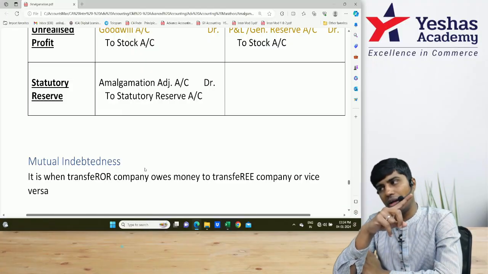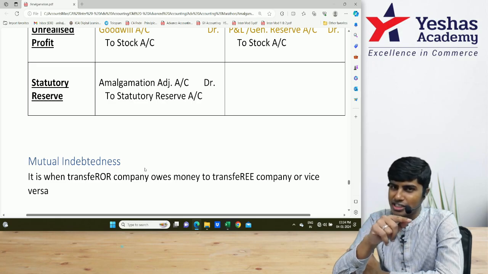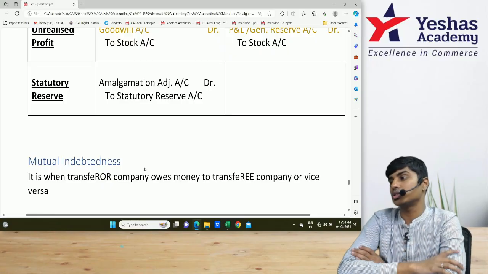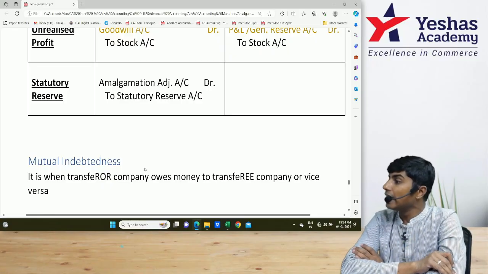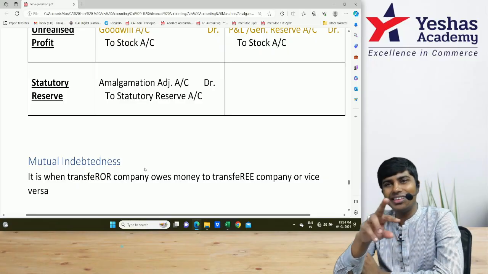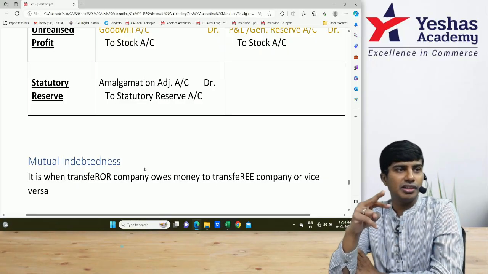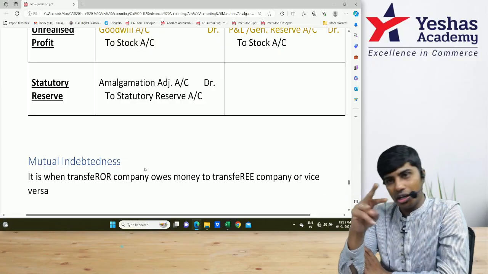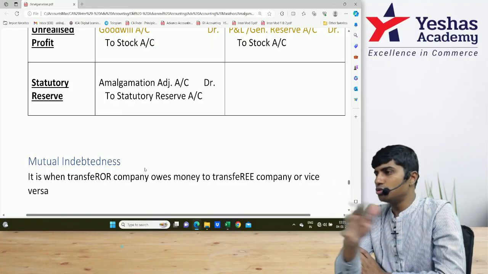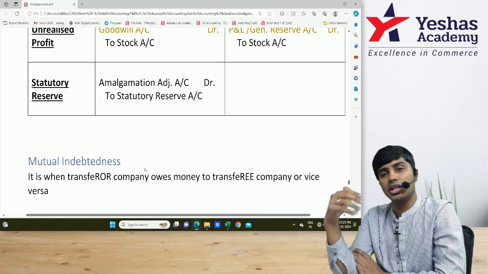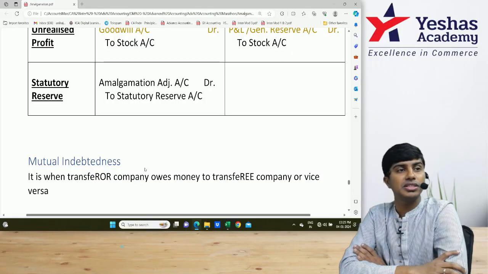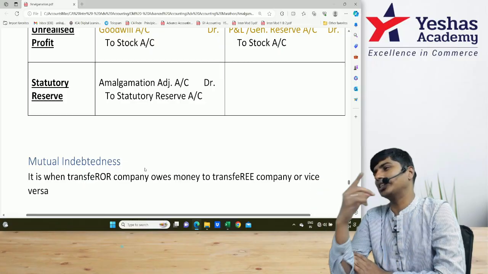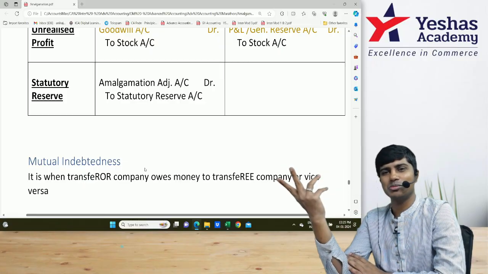Statutory reserve we know will appear in reserves and surplus. Amalgamation adjustment will also appear as a negative item in reserves and surplus. At the end of the term, we will reverse the entry. We will write amalgamation adjustment will be credit, statutory reserve will be debit, and this will be reversed. So this would have to be continued for the period for which the transferor company was supposed to maintain such statutory reserve, 2 years, 3 years, or whatever. We are however going to do only one balance sheet after amalgamation, so it would not affect us much.